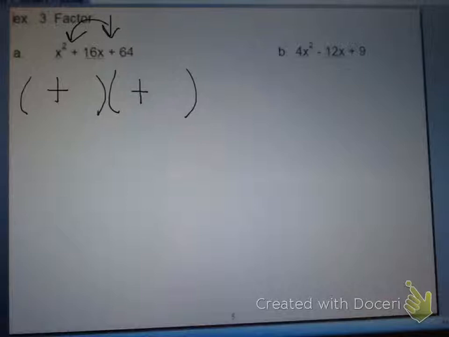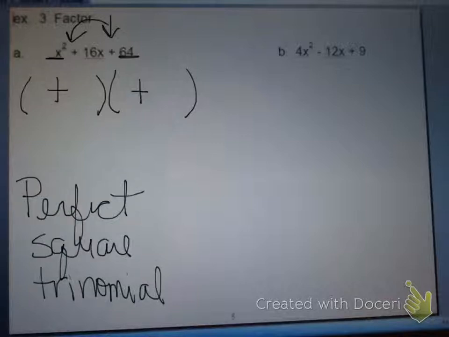Now this trinomial, the first term is a perfect square and the last term is a perfect square. So it's called a perfect square trinomial. So factors of x squared are x and x. And factors of 64, the square root of 64 is 8. So 8 goes in the back of each binomial.